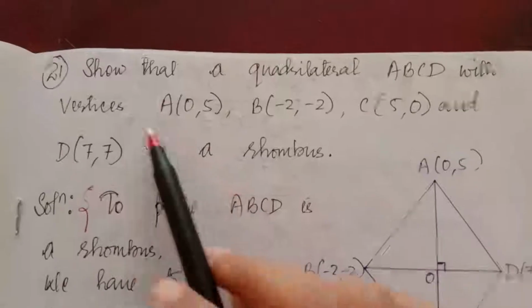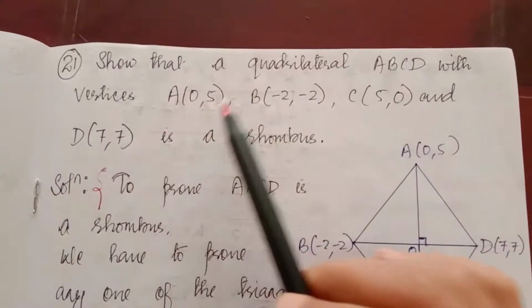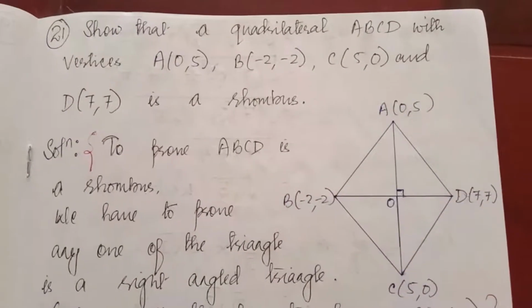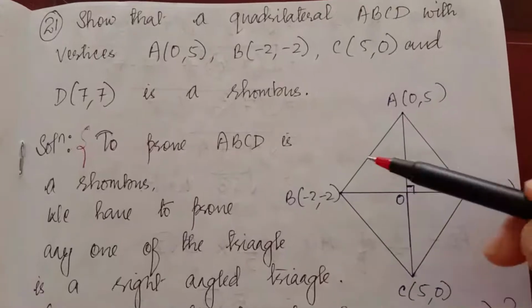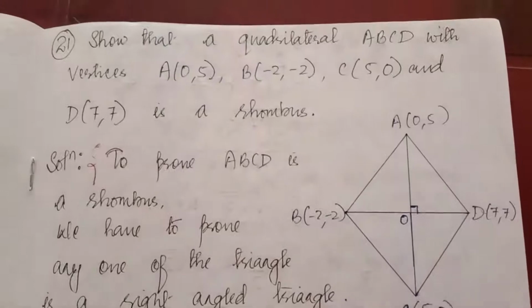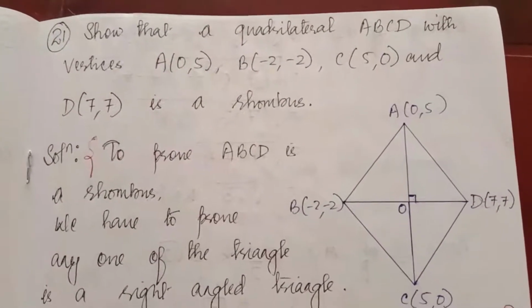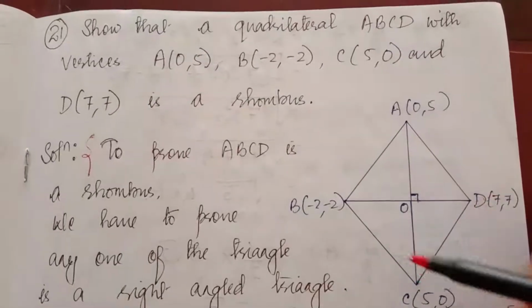Now question 21 is, show that a quadrilateral ABCD with vertices A, B, C and D is a rhombus. So rhombus is also a quadrilateral whose all sides are equal. But what is the difference between square and rhombus? See, in square each angle is 90 degree. That means each angle here will be 90, 90, 90.